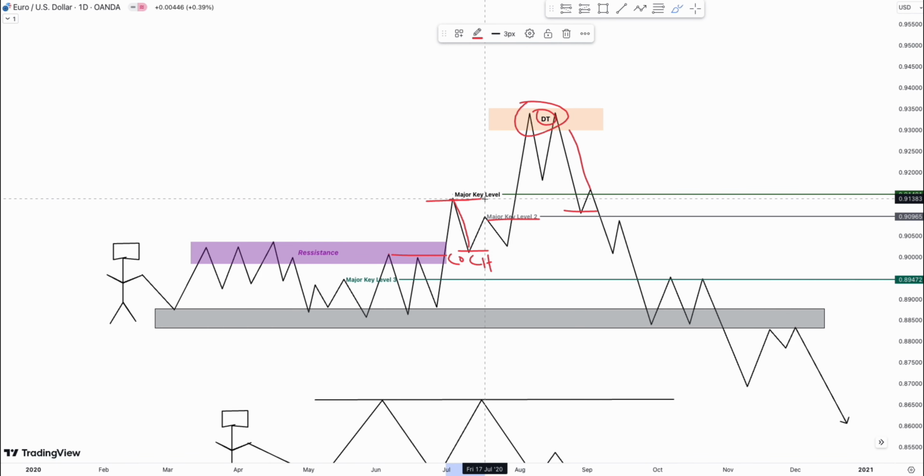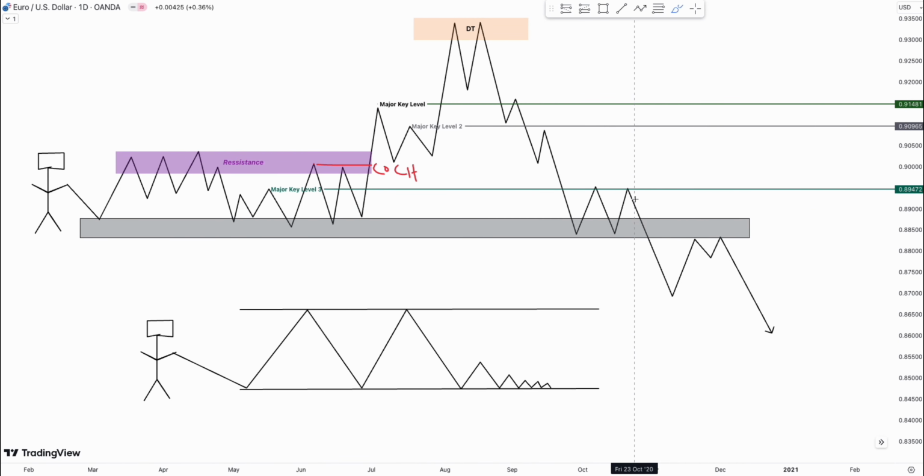This is the first major key level because price bounces from here to here. Price bounces from here to here, right? Price bounces from here to here, and then here again you have another almost. This is what you call the head and shoulders pattern, okay? Let me just delete all this. This is what you call a head and shoulders pattern, which I'm gonna explain.